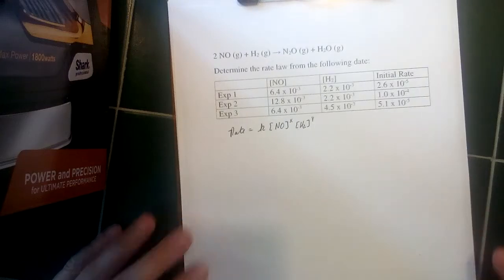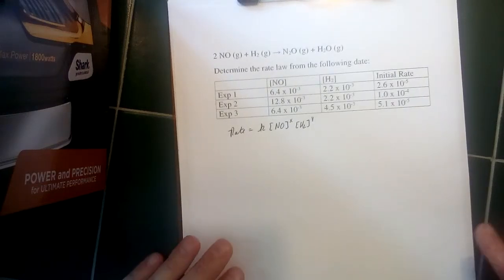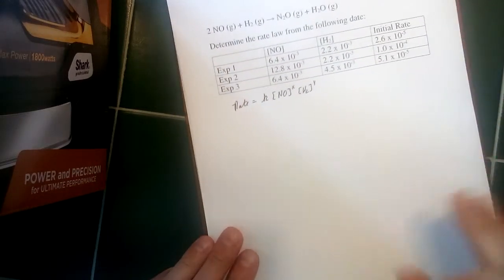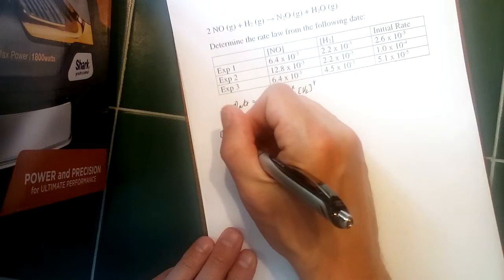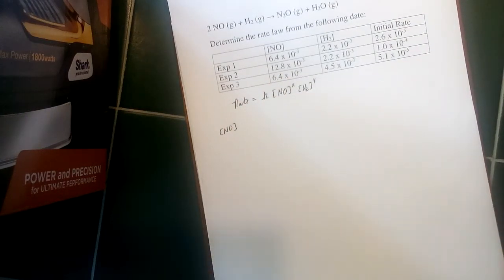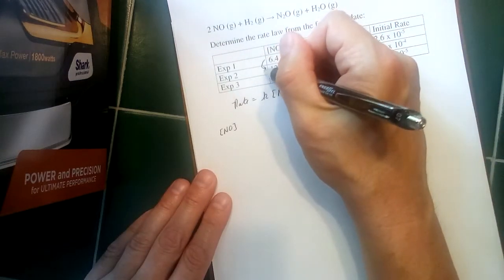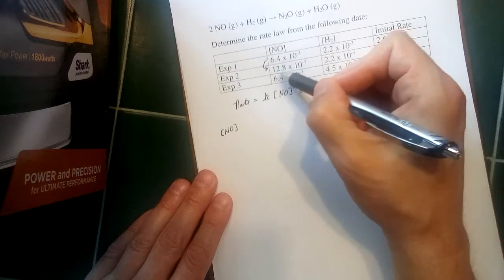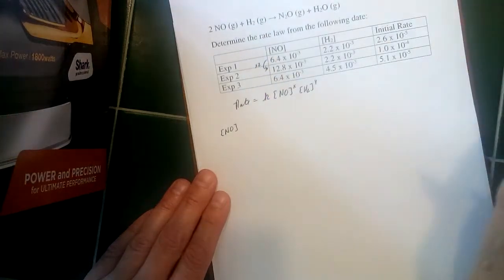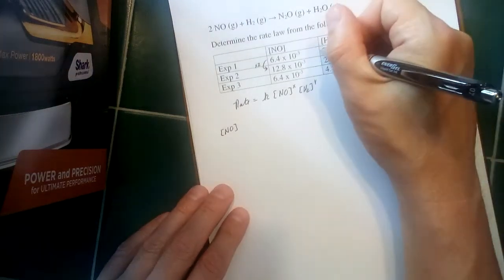So again, we want to look at the data in the table, kind of compare how changes in the concentration of the reactants affects the rate. So let's start by trying to figure out the effect of changing the concentration of NO here. So I look up at the table, and I can see from experiment 1 to experiment 2, 6.4 to 12.8, same exponent. That's a doubling of the concentration. So from 1 to 2, I double the concentration of NO.